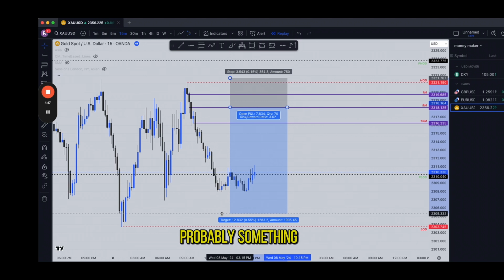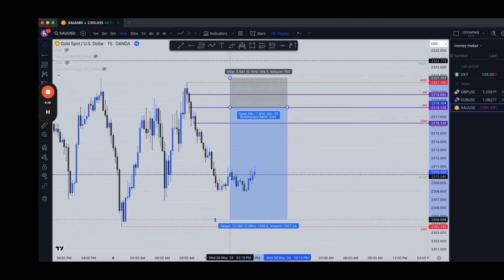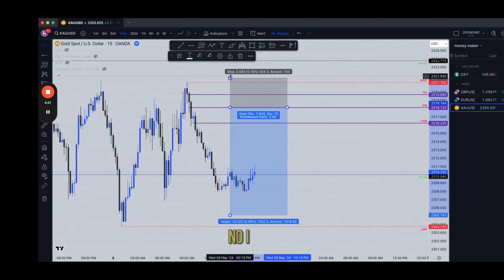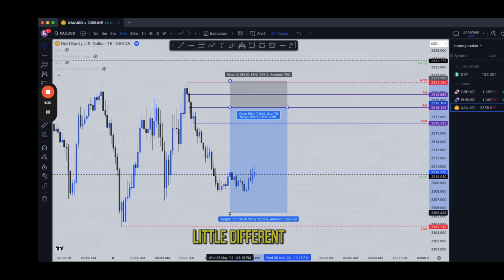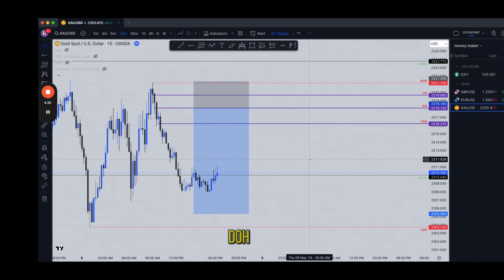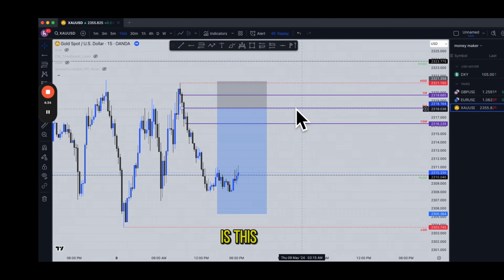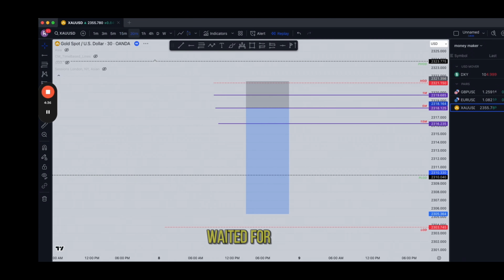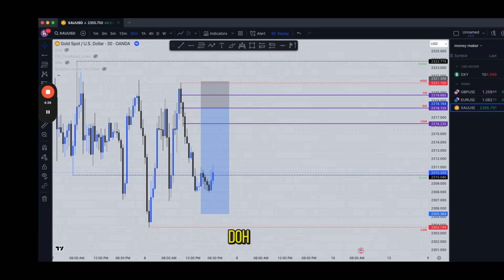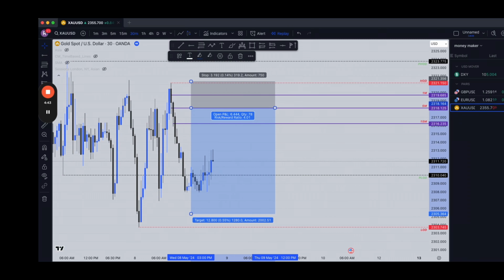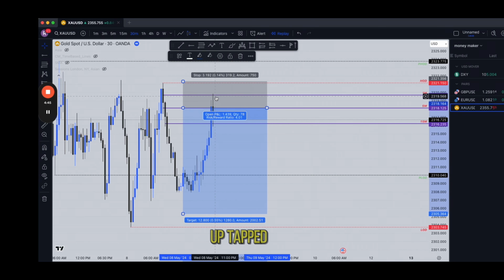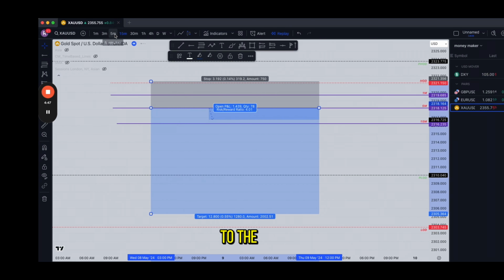So it's probably something like, no, I had a tighter stop. Yeah, I had something like this. I think it was just like this. Might be a little different. I'll check the journal after, but we'll just play it out. So my entry was this M5. So what I waited for, let's see, let's play it out. Price came up, tapped it to the T.